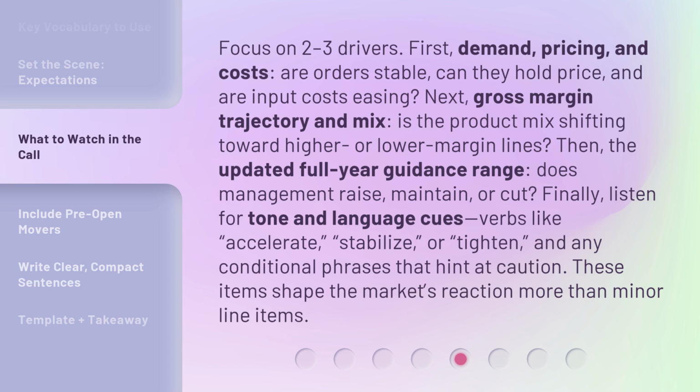Then, the updated full-year guidance range. Does management raise, maintain, or cut? Finally, listen for tone and language cues. Verbs like accelerate, stabilize, or tighten, and any conditional phrases that hint at caution. These items shape the market's reaction more than minor line items.